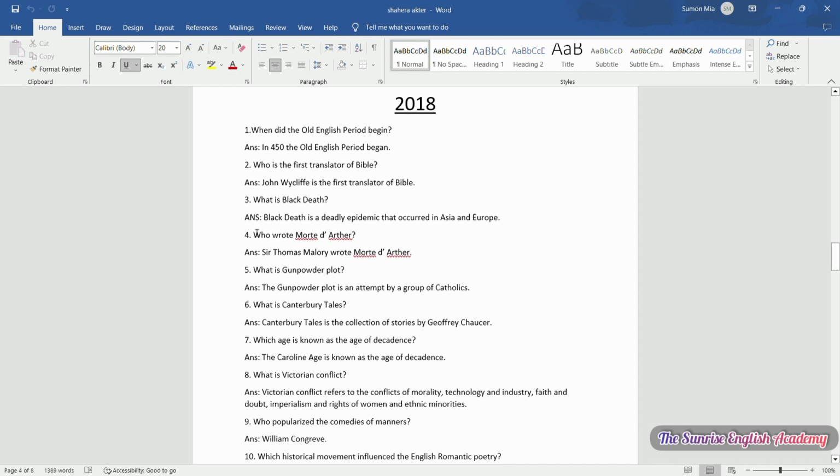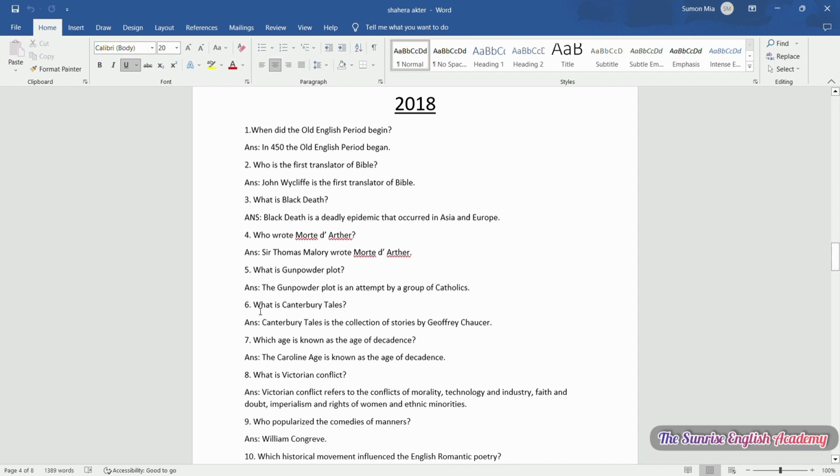4. Who wrote Morte d'Arthur? Answer. Sir Thomas Malory wrote Morte d'Arthur. 5. What is Gunpowder Plot? Answer. The Gunpowder Plot is an attempt by a group of Catholics.